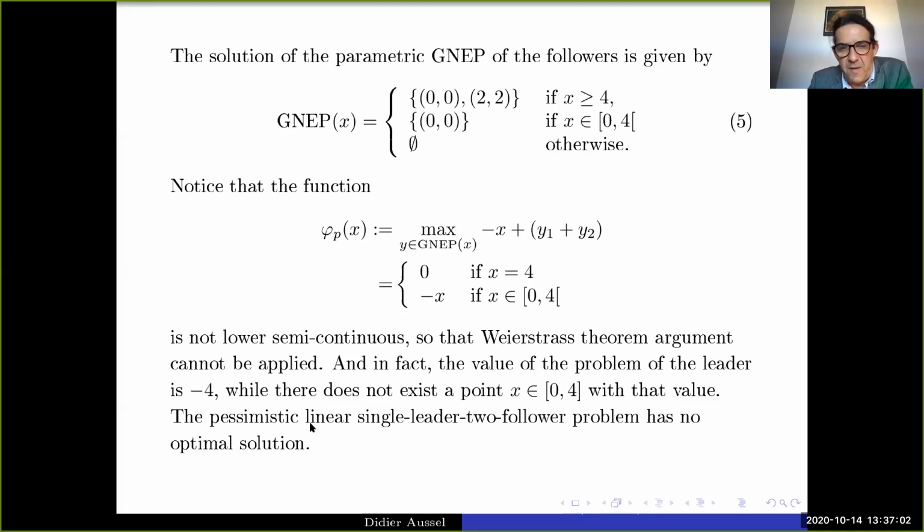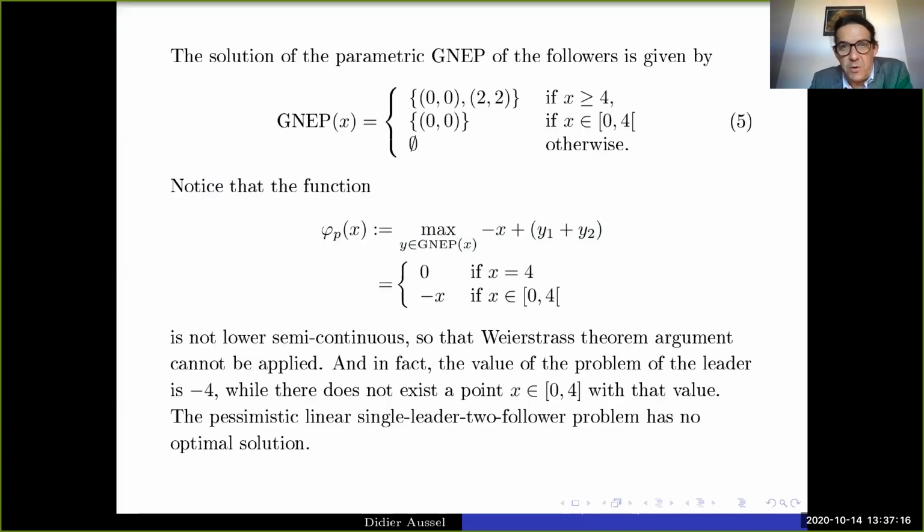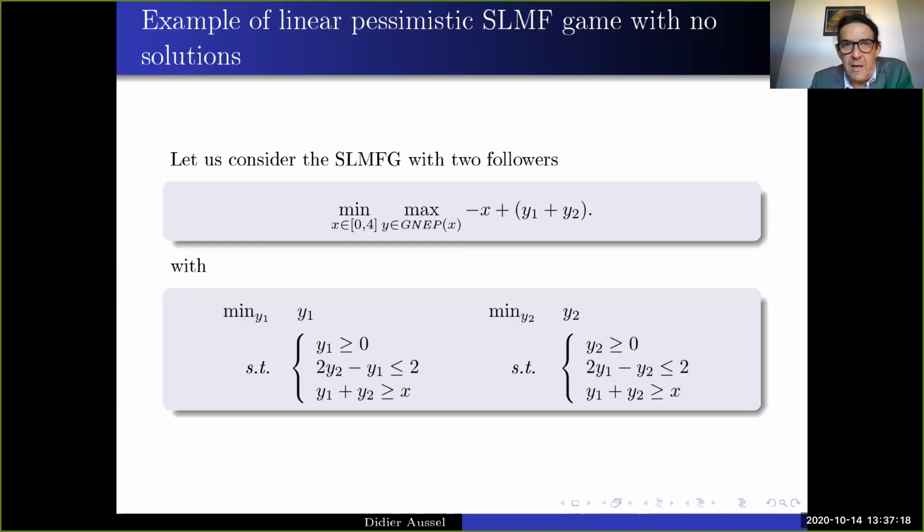And this is the pessimistic point of view here, because let me have a look here. We have min and max. So we are looking at the pessimistic linear GNEP, single leader multi-follower, and this has no solution. So even if the example is very simple, you can easily face some situation where, with compactness, continuity, differentiability of the function, linearity, whatever you want, you have no solution to your problem. Okay.